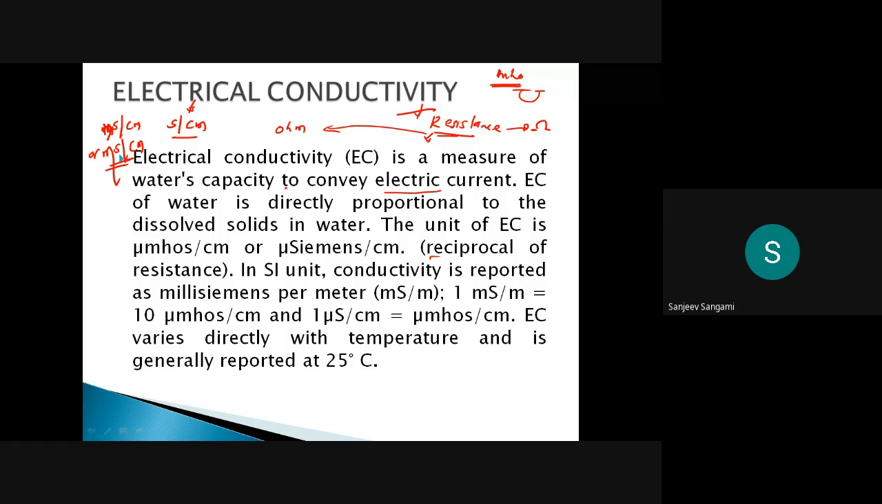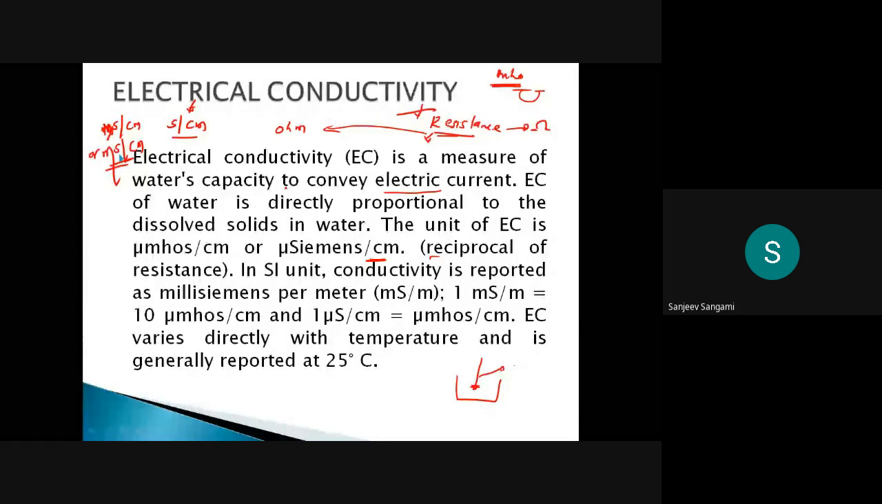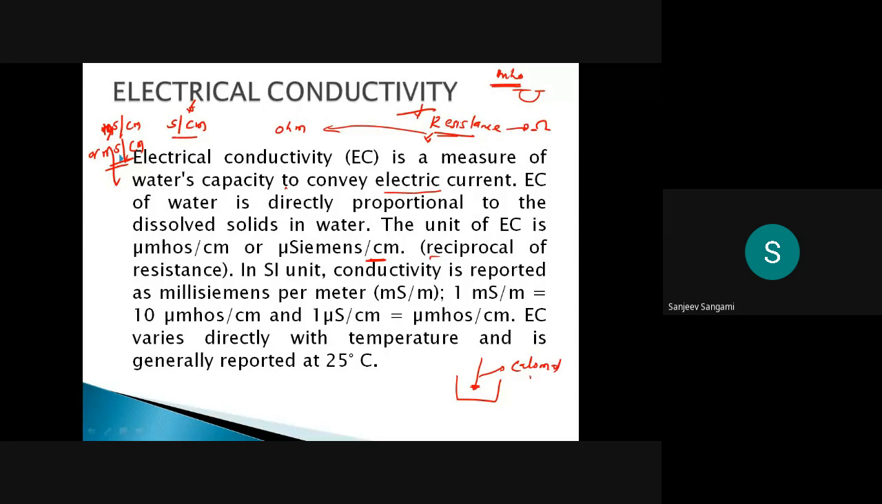Why is it per centimeter? The reason is the principle behind electrical conductivity: you take the sample you want to measure, and you dip the electrode. This electrode consists of a calomel electrode. Whenever you dip this electrode into the water, whatever ions are present in the water will pass the current from one point to the other point.